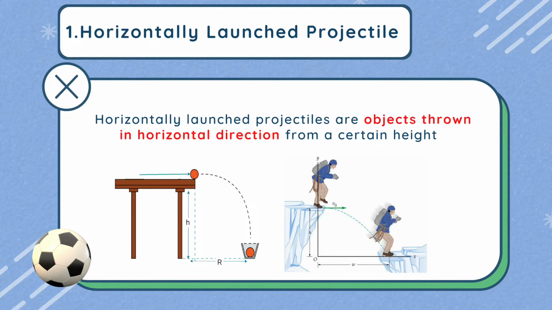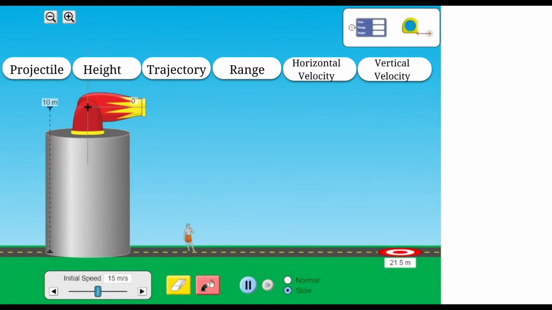Horizontally launched projectiles are objects thrown in a horizontal direction from a certain height, like this marble and this human. Let's have horizontally launched projectile in a simulator.